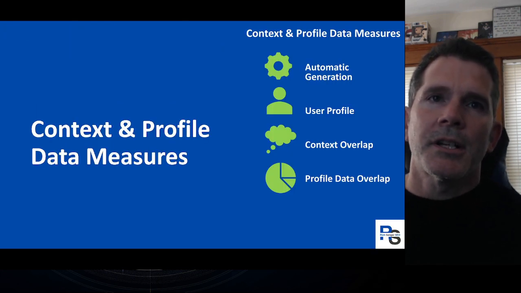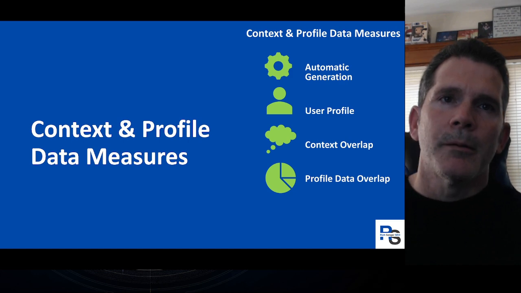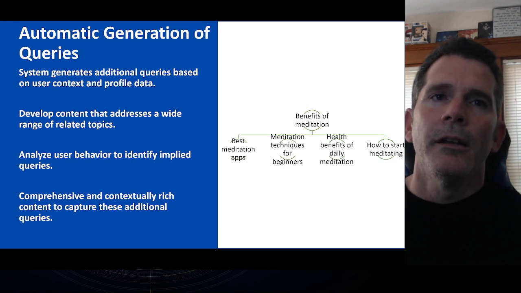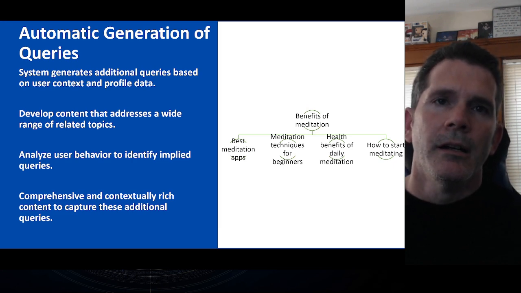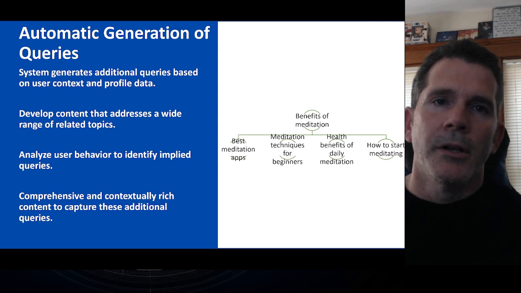In this last section, we'll discuss context and profile data measures, which include automatic generation of queries, user profile, context overlap, and profile data overlap. The system automatically generates additional queries based on user context and profile data. By developing content that addresses a wide range of related topics and analyzing user behavior to identify implied queries, you can potentially capture these additional queries and ensure your content is contextually relevant, which could provide more opportunities for you to be included in those AI overviews.